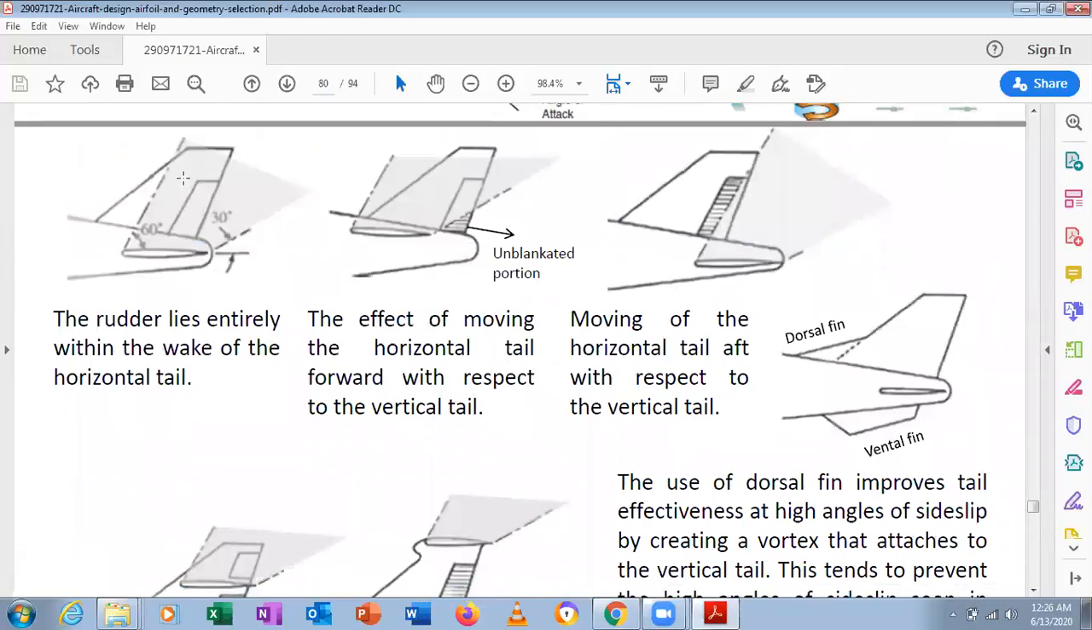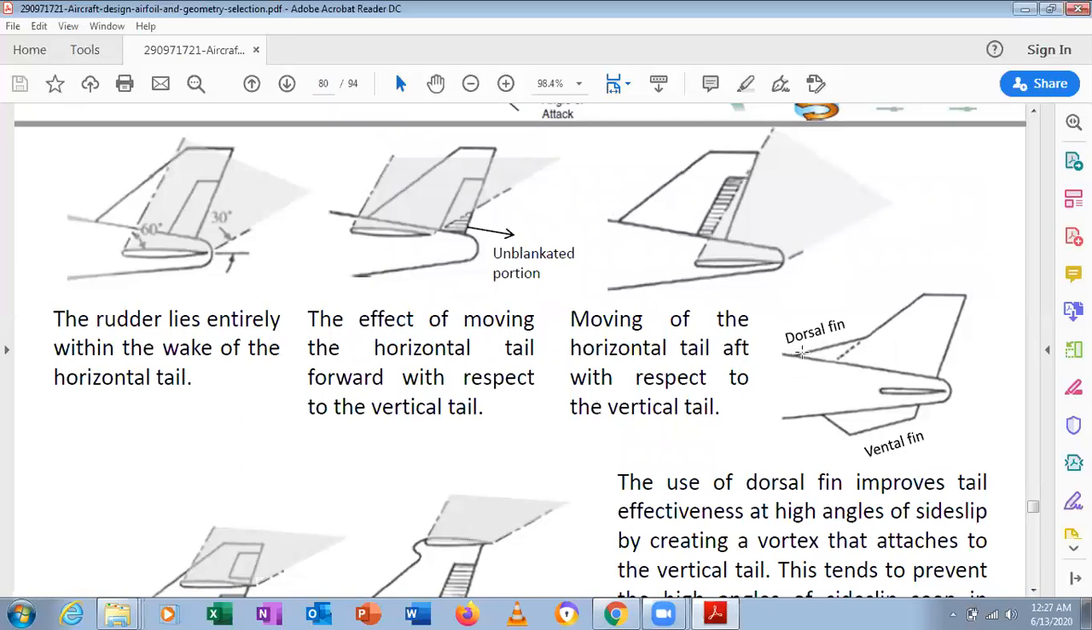Here the rudder lies entirely within the wake of the horizontal tail. You can see it within the wake of the horizontal tail, and the effect of the wing, this is called the unblanketed portion, along with the effect of moving the horizontal tail forward with respect to the vertical tail, and moving the horizontal tail aft with respect to the vertical tail.